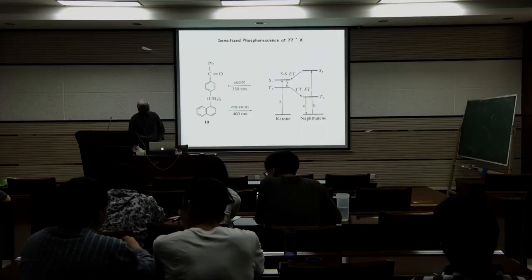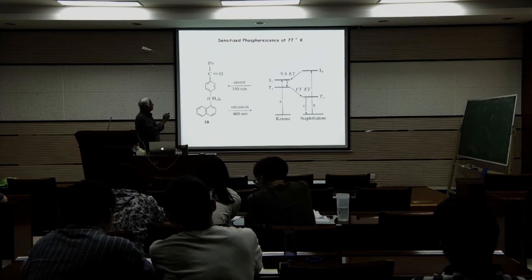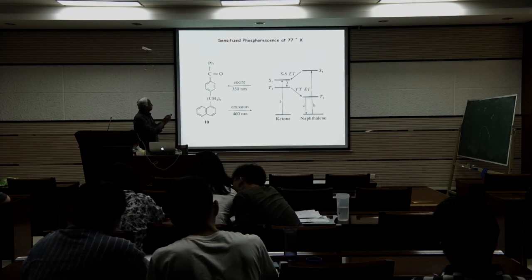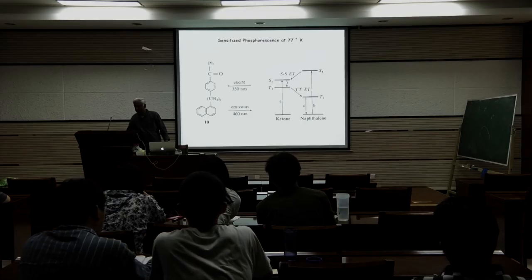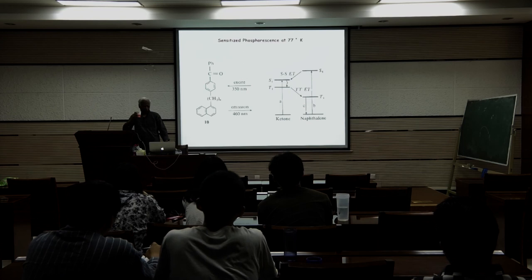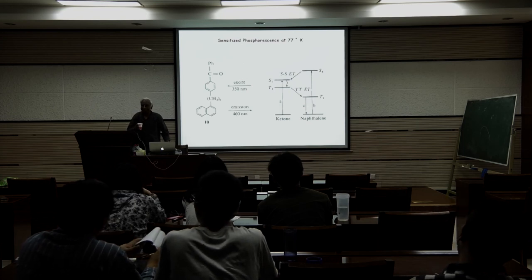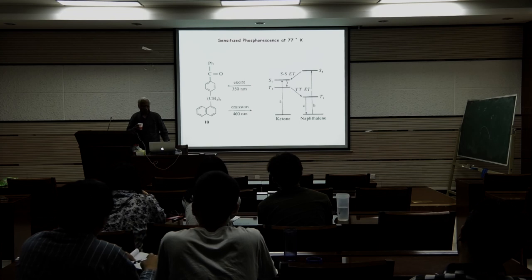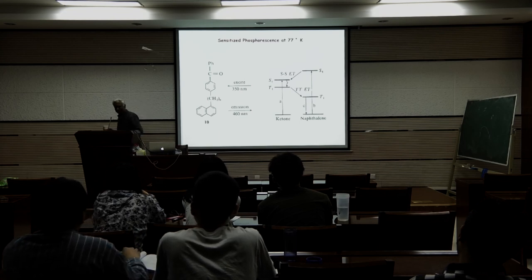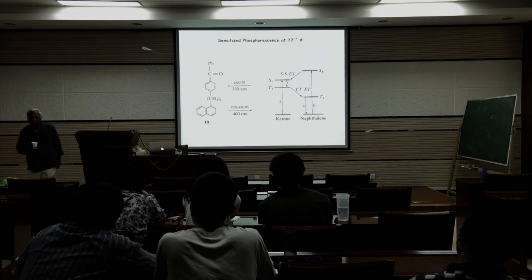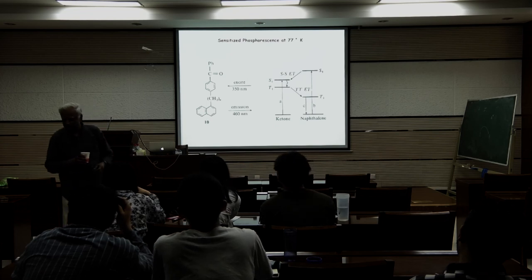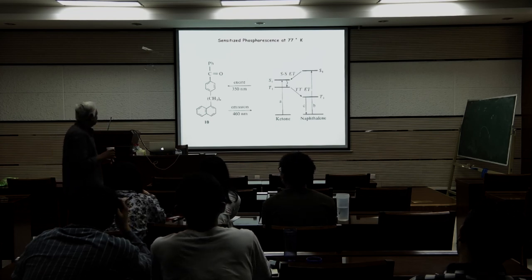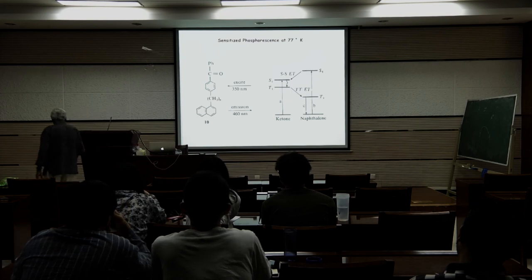Okay, this one you see here. This is the same compound, where benzophenone is excited. Now, tell me which is the donor and which is the acceptor. Which is the donor? Benzophenone. So benzophenone is the donor, naphthalene is the acceptor.